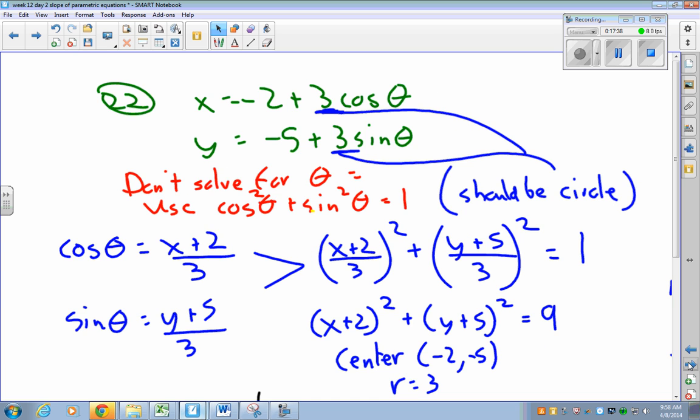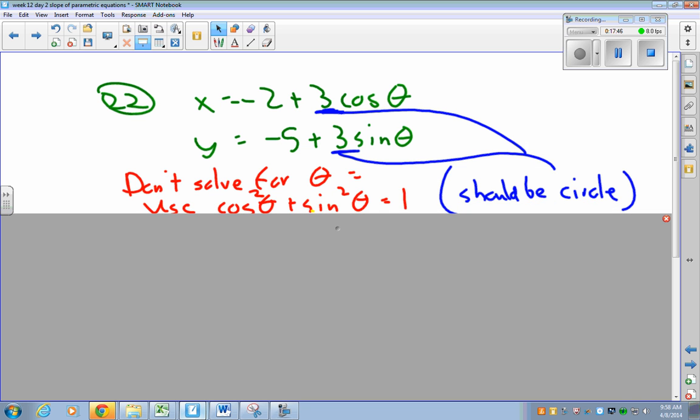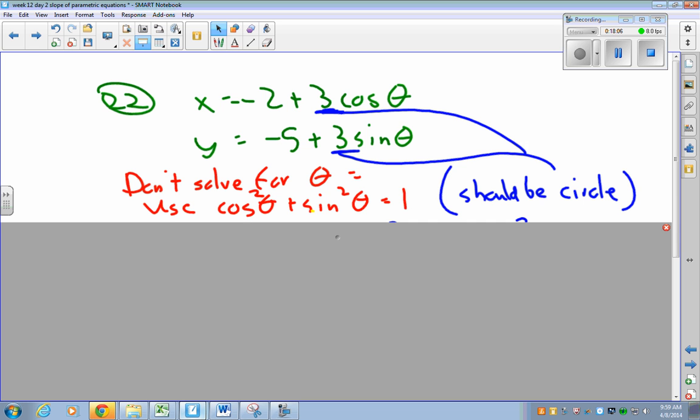22. This one should scream it's going to be a conic. It's going to be a hyperbola or circle or an ellipse. The reason I focused on saying it probably is going to be a circle is because it's 3 cosine and 3 sine. They're the same number in front, so that should equalize it. You could solve for theta, okay? Just like in the last two you solved for t. I wouldn't, though, because it gets you the same answer, as we found out. It's just a little bit more algebra.